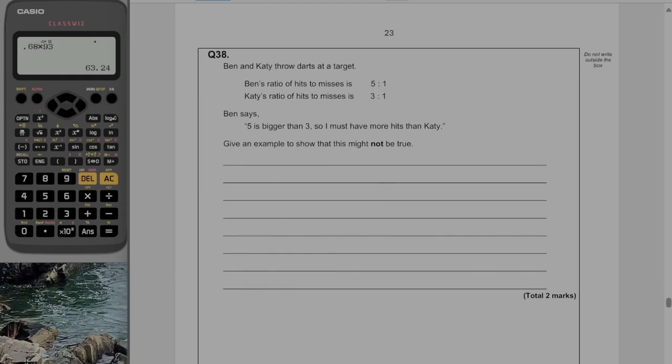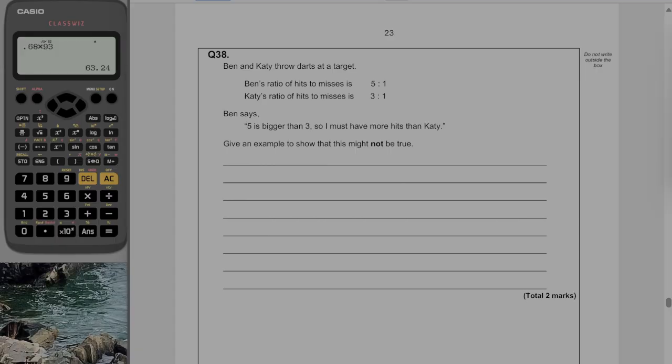Right, question 38. Ben and Catty throw darts at a target. Ben's ratio of hits to misses is 5 to 1. Catty's ratio of hits to misses is 3 to 1. Ben says 5 is bigger than 3, so I must have got more hits than Catty. Give an example to show that this might not be true.